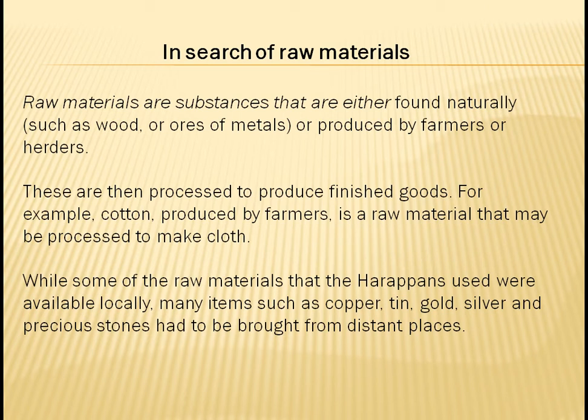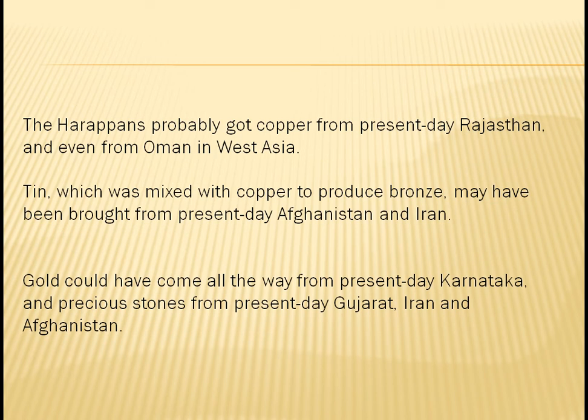While some of the raw material that the Harappans used was available locally, many items such as copper, tin, gold, silver and precious stone had to be brought from distant places. The Harappans probably got the copper from present day Rajasthan and even from West Asia, Oman. Tin from Afghanistan, bronze, okay, and gold from present day Karnataka, and the precious stone from present day Gujarat, Iran and Afghanistan.